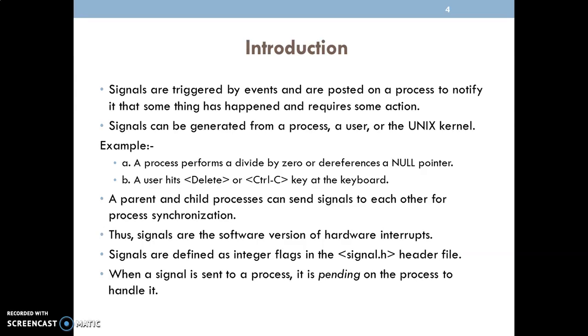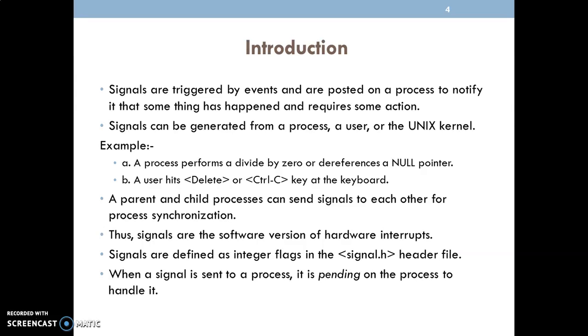Maybe you are wondering how a process can generate a signal. Say A and B are two processes. Here process A can send a signal to process B. This is one way of generating a signal. Then the user: whenever the user presses keys on the keyboard like Control C, one signal is generated. Or if I press the delete key, a signal is generated. Next, the Unix kernel. As we know, it is a part of the Unix operating system, so due to that also many signals are generated here.